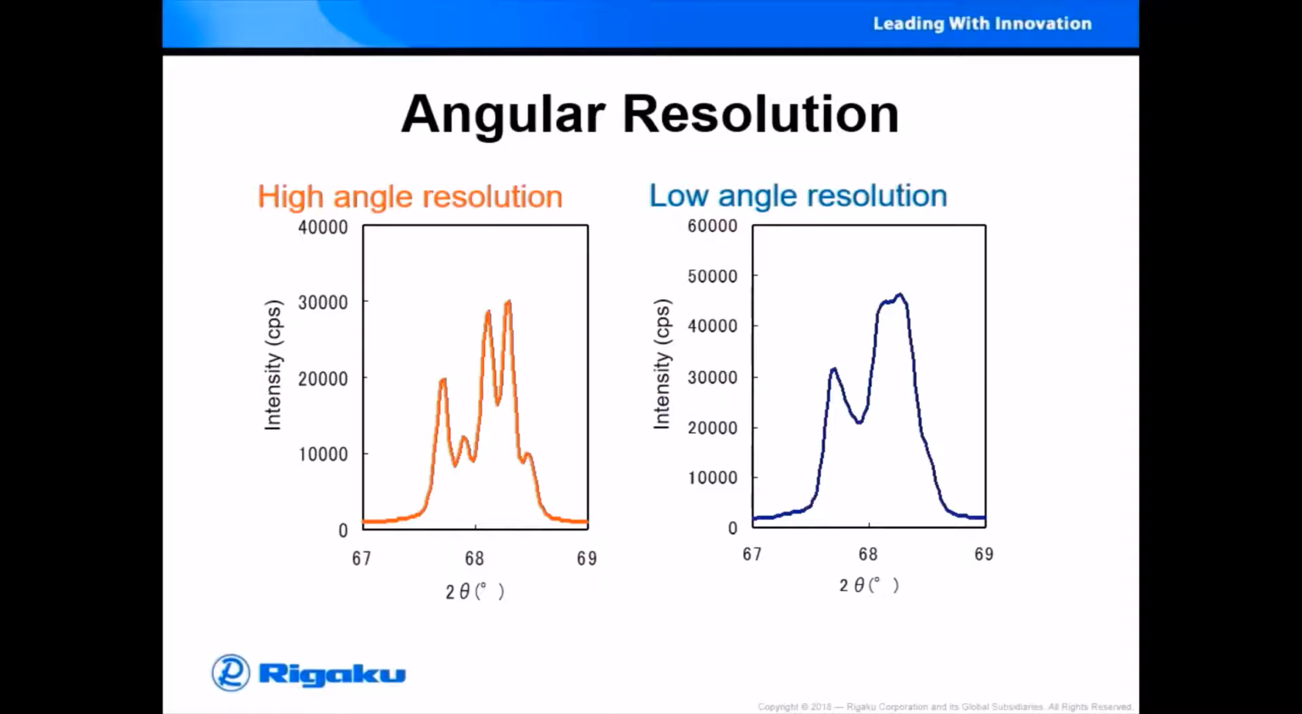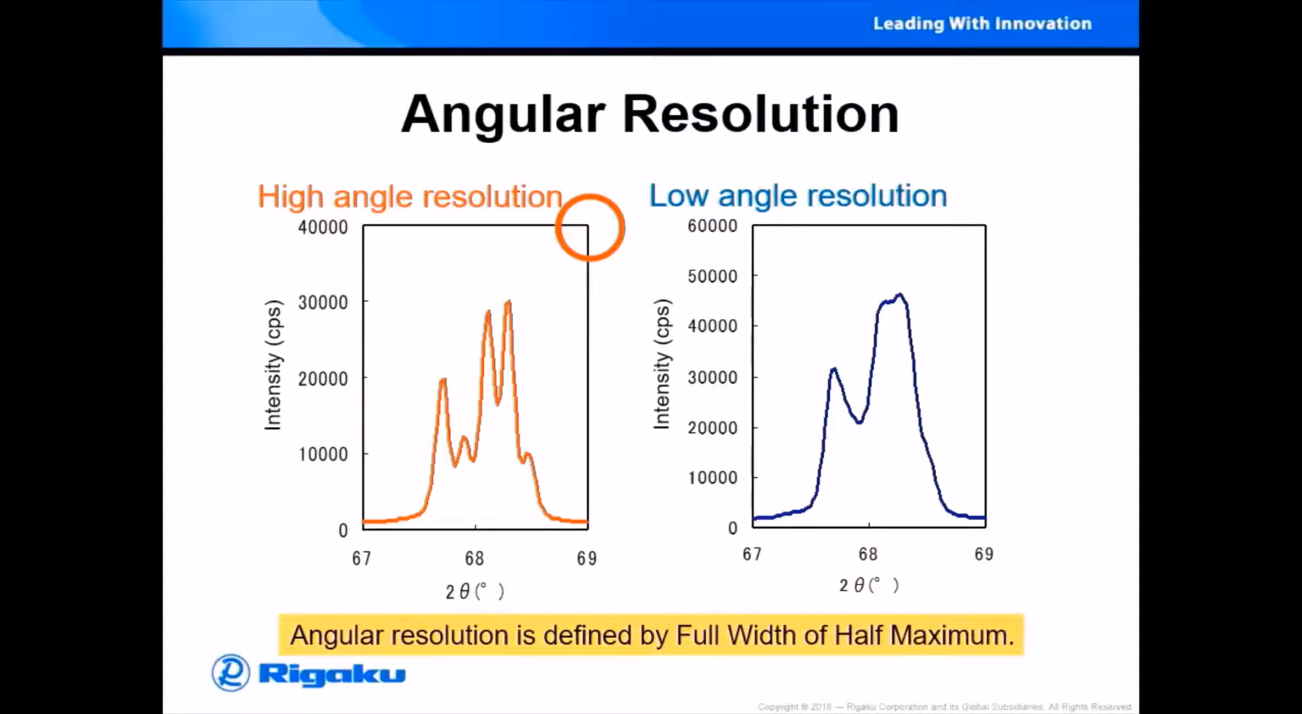The next factor is angular resolution. These 2 data sets are the same 5 overlapping peaks of silicon dioxide. The high angle resolution data on the left shows narrow peak widths and clear peak separation, whereas the right side data shows unclear peak separation due to the wide peak widths, which is considered low angle resolution data. Like this, the angular resolution is characterized by the full width at half maximum of the peak. We can't get accurate information from the low angle resolution data.